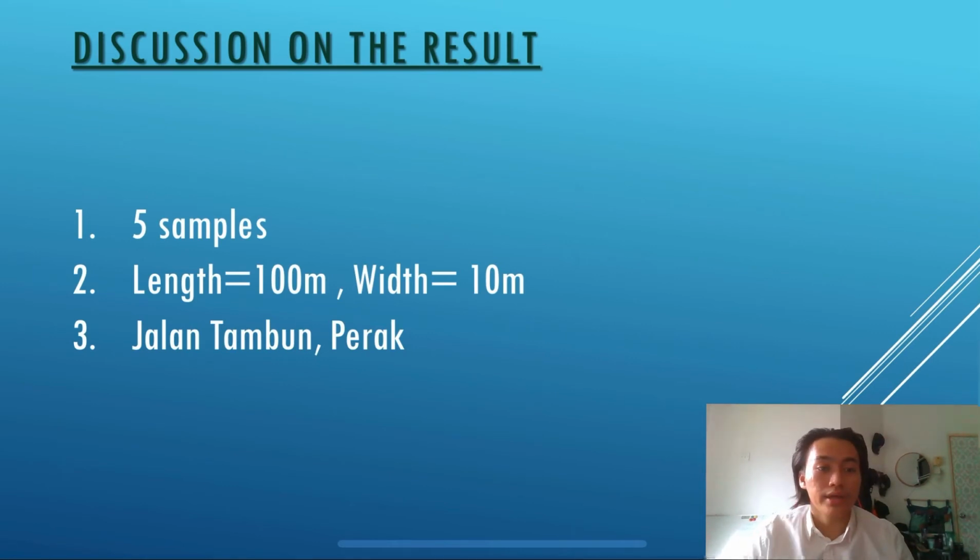Okay, I will explain about the data analysis calculation and the discussion on the results. I have 10 samples and I only take 5 samples from the 10 samples, and each sample has 100 meters length and 10 meters wide. The name of the road that I take is Jalan Tambun. It is located on the outskirts of Ipoh.